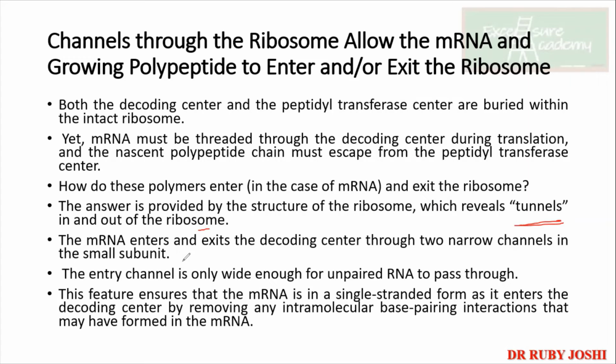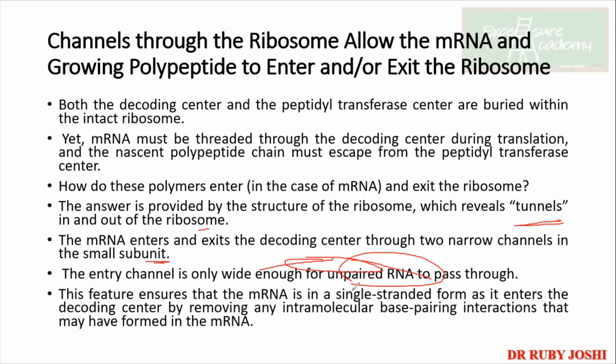So mRNA enters and exits the decoding center through 2 narrow channels in the small subunit. So obviously small subunit यहाँ से enter कर रहा है तो यहाँ से बाहर भी निकलना है उसको. The entry channel is only wide enough for unpaired RNA to pass through. So what does it mean? तो entry वो जो हम tunnel की बात कर रहे हैं, it is having space only to allow your unpaired RNA. See क्या होता है maximum cases में?